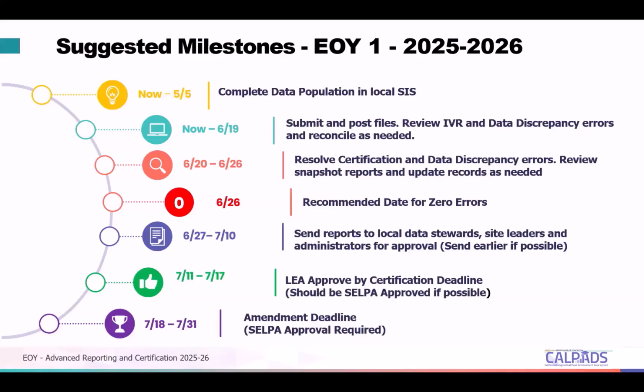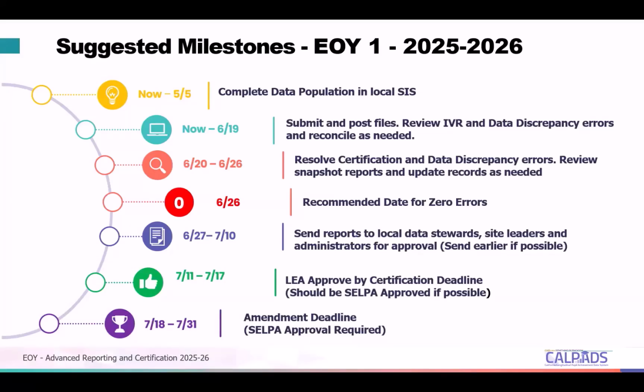This year, the milestone slide is a little bit unique because it's not just one, but we have two, one for end-of-year 1 and another one for end-of-year 2. And the reason for that is because the dates are different for these two submissions now. So let's start with end-of-year 1.